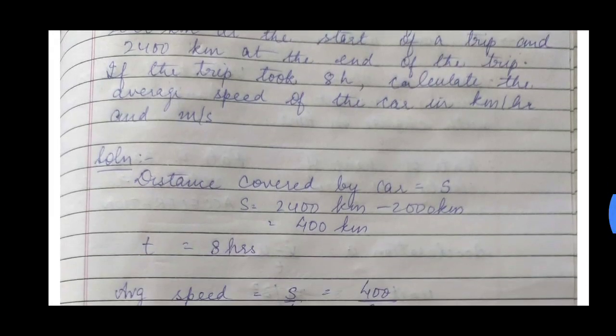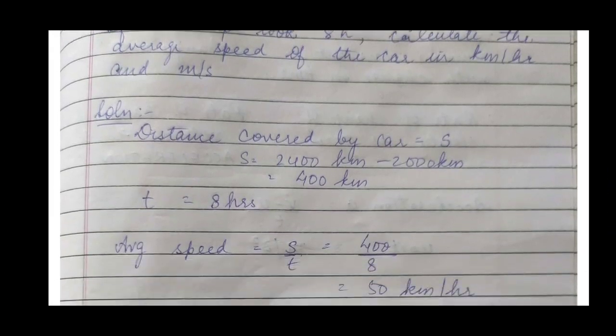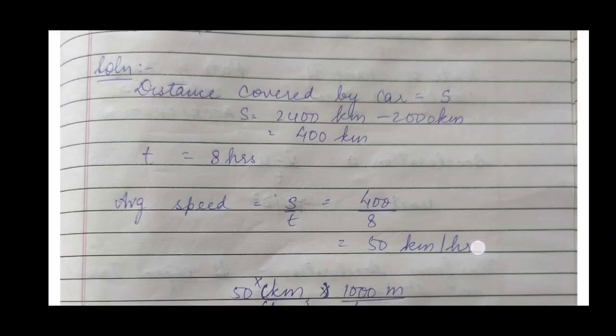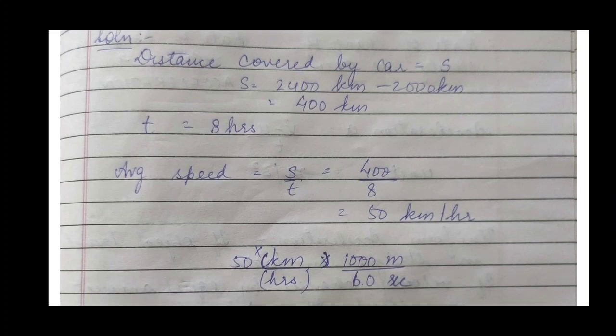To calculate the average speed we have to consider the total distance, right? So how much distance did we travel? Earlier it was 2000, now it is 2400. So the total change in reading is 2400 minus 2000, that is 400 kilometers, and the time taken is 8 hours. So average speed will be 400 upon 8, that is 50 kilometers per hour. This is kilometer per hour because the units mentioned in the question are kilometers and hours.